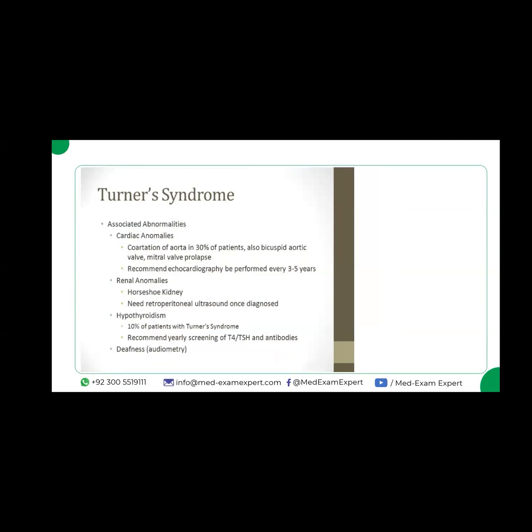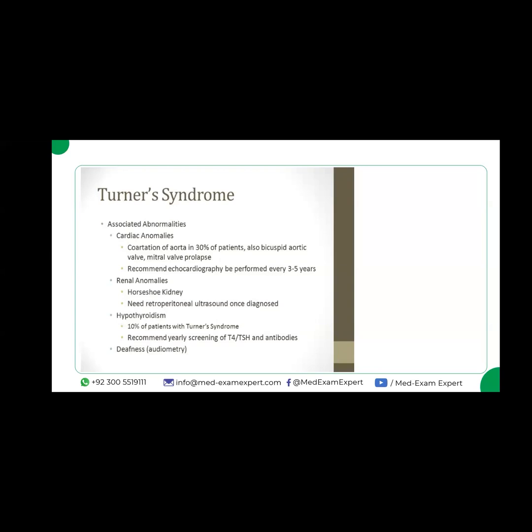There are many associated abnormalities in patients suffering from Turner syndrome, the most common being the coarctation of aorta, which is present in 30 to 40% of the patients. Also, they suffer from bicuspid aortic valve, mitral valve prolapse. So it is recommended that echocardiography should be performed every 3 to 5 years to detect these abnormalities.